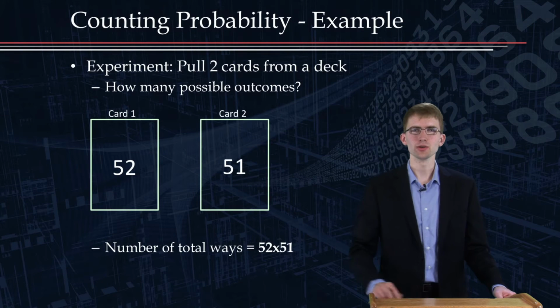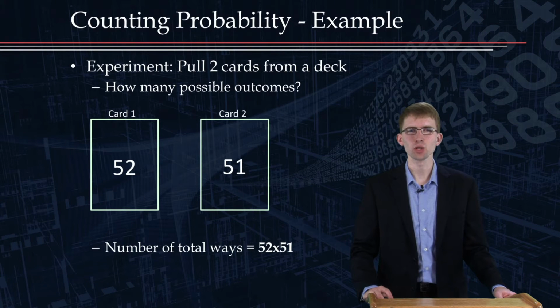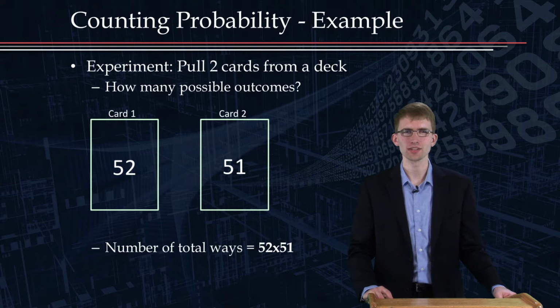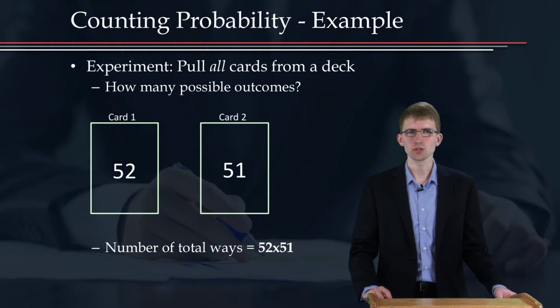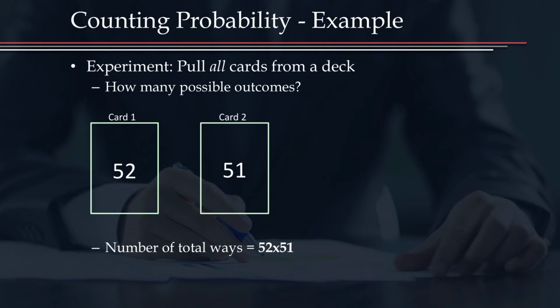Remember in the last video we discussed the experiment of pulling two cards from a deck, and we counted the number of possible outcomes. This was 52 times 51. We're going to generalize this a little bit. Let's consider the experiment of pulling all of the cards from a deck. And now we want to know how many possible outcomes there are here. Well, we could continue on the pattern.